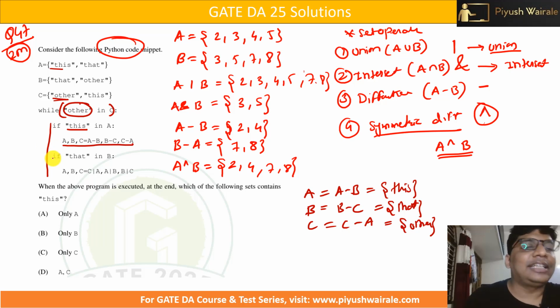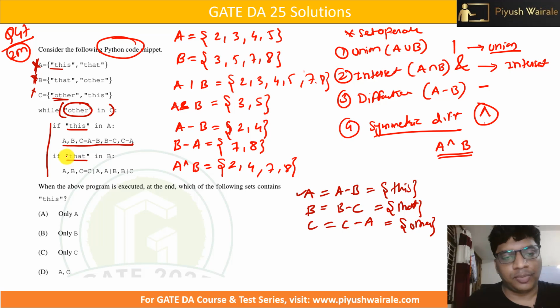Now we are going for the next if statement here. If that in B, now we are checking whether that is present in B or not. Already in the previous line, the sets A, B, C got updated. So we are not going to look at the old A, B and C. We have to look at the updated ones, right? If you look at the updated sets, we are checking if that is in B or not. You can see that is present in B.